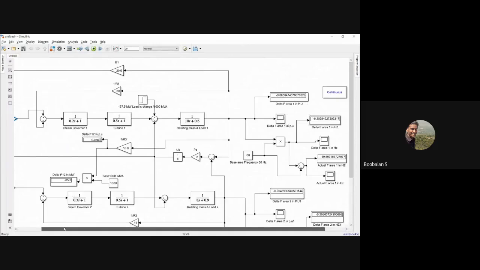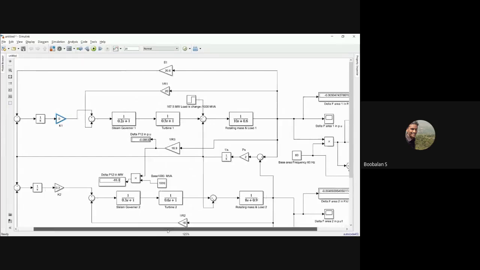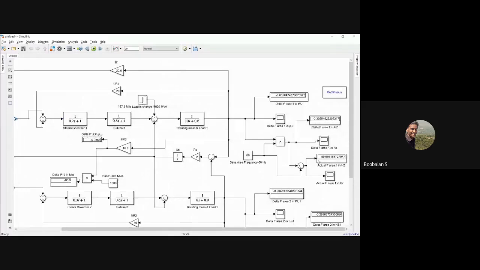Now the I value of the PI controller, the PID we use, that PID controller I value gain I chose as 0. It notes that there is no controller effort going to be added to my speed governor, steam governor. It will not adjust my turbine speed. This is now without controller, meaning it, right? Now the frequency is dropped by minus 0.3.